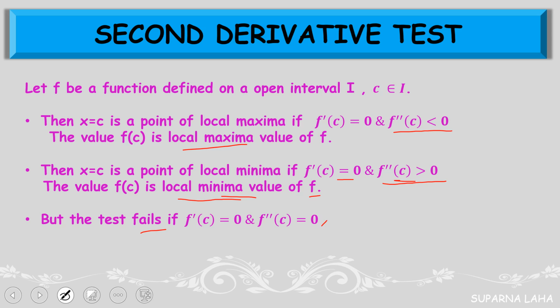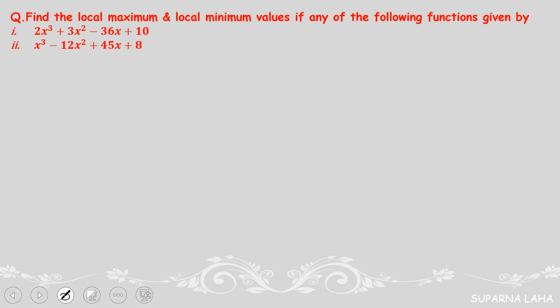So let's check some problems on how to apply the second derivative test to find the local maxima and local minima. So the first problem is given. You need to find the local maxima and local minima value, if they exist. These two equations are given here, that is, polynomial equations.